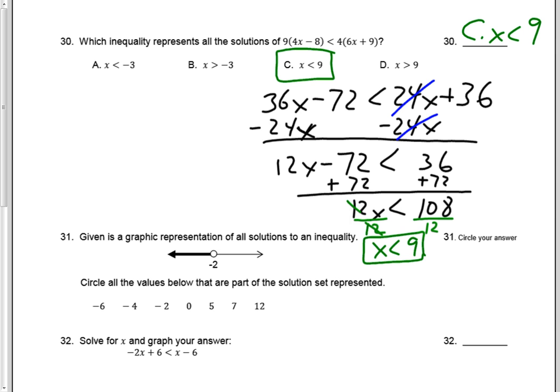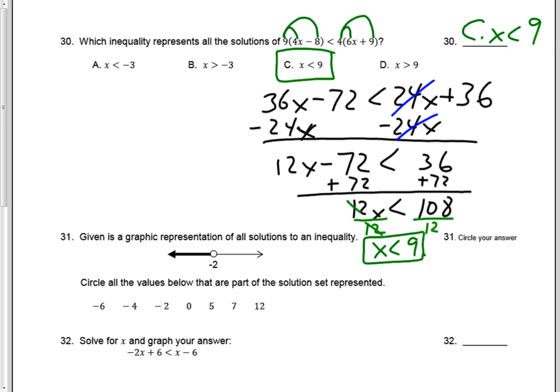Take a look. What went wrong? Did you do the distribution wrong? Did you get 3x minus 72? Did you get 24x plus 36? Gentlemen, gotta do something different for the second quarter.